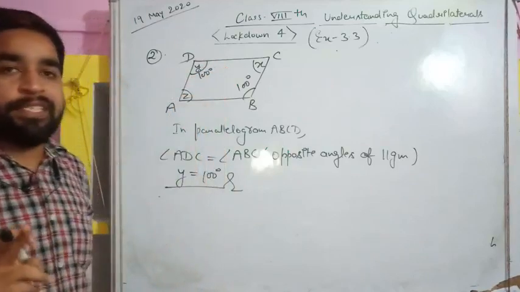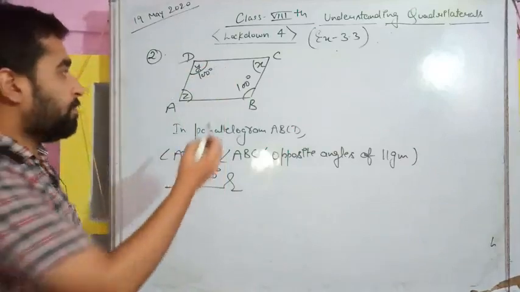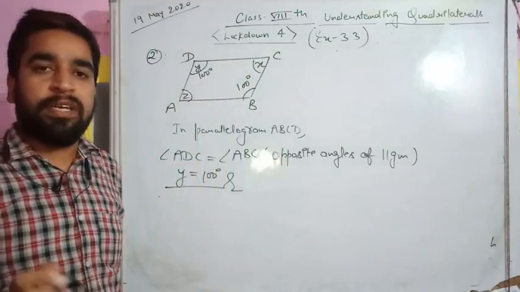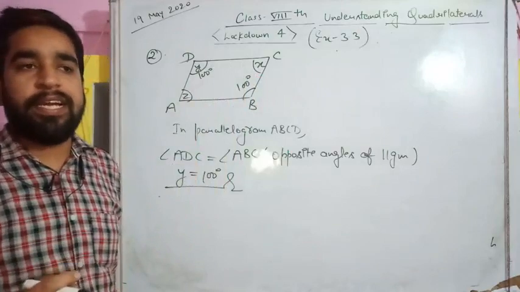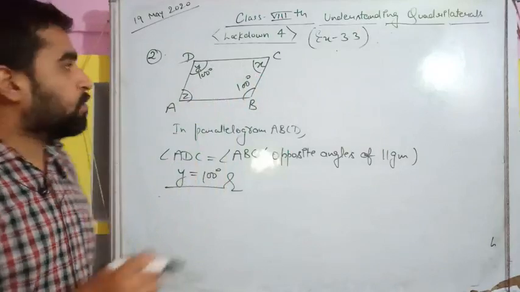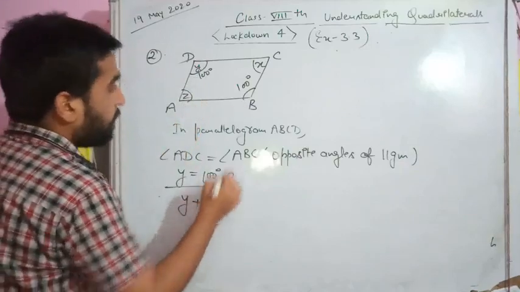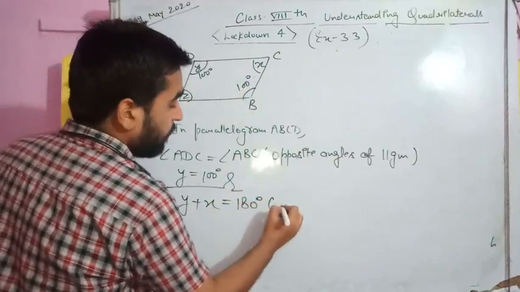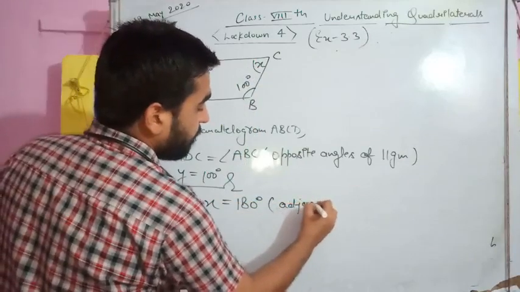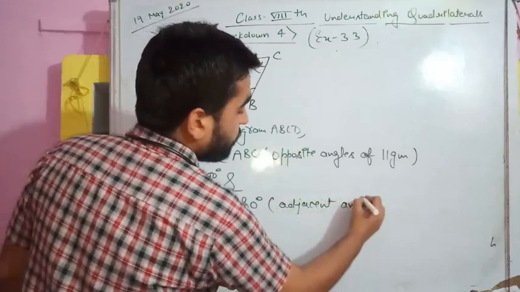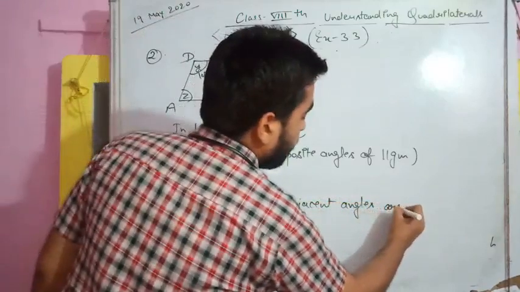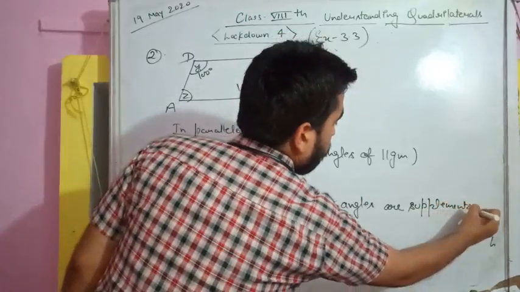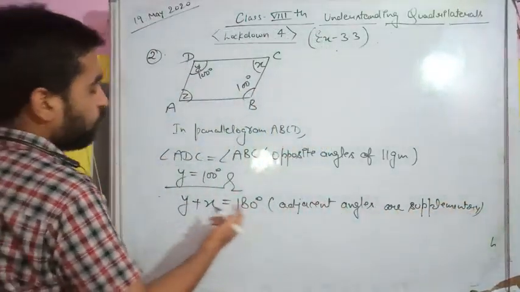Now, why have we calculated this? One more property which I explained to you even today, that the sum of the adjacent angles is always how much? 180 degree. In short, we can say adjacent angles are supplementary. So y plus this angle x, so y plus x is equal to 180 degree. Reason will be adjacent angles are supplementary. So this we have to mention. Fine.